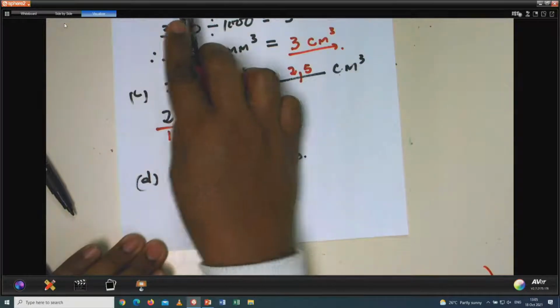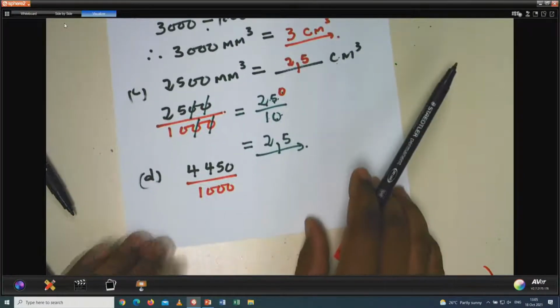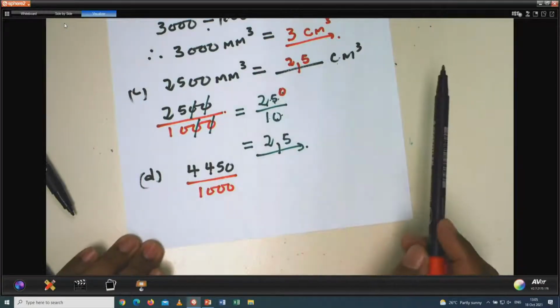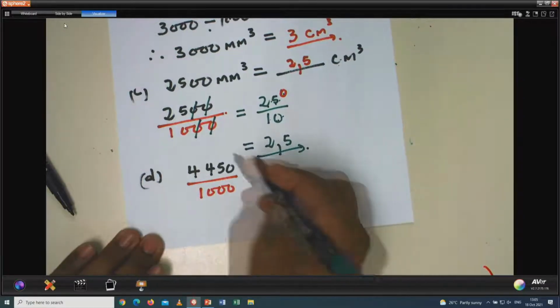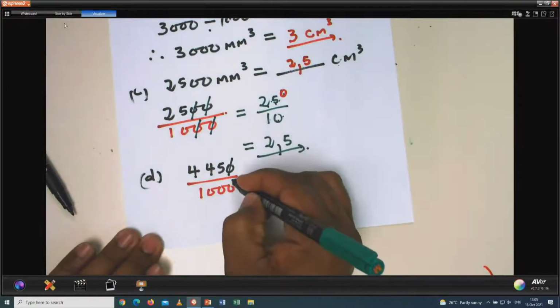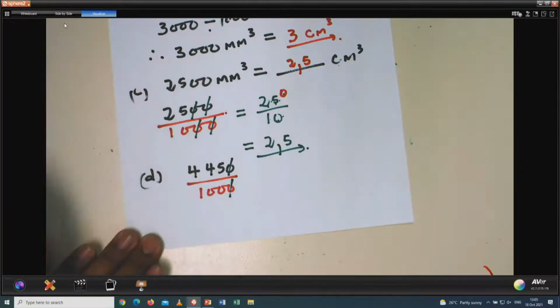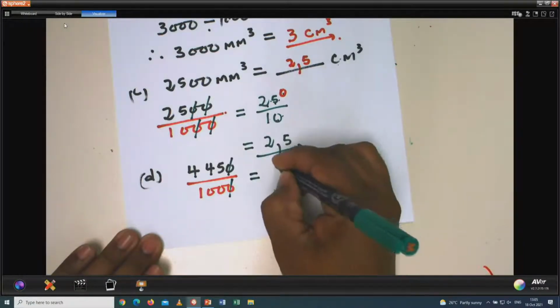Cubic millimeters to centimeters again, divide by 1000. Okay? What we did for A, B, C therefore still stands for D. Can we simplify this? Yes, let us simplify this. Can I simplify this and this one? And therefore now, look, I am working with a smaller number, the value is 4.